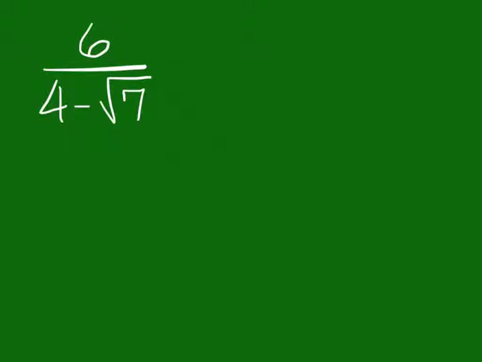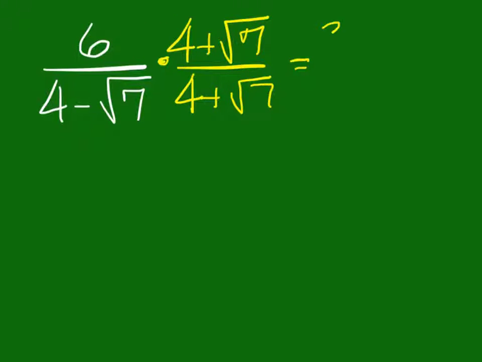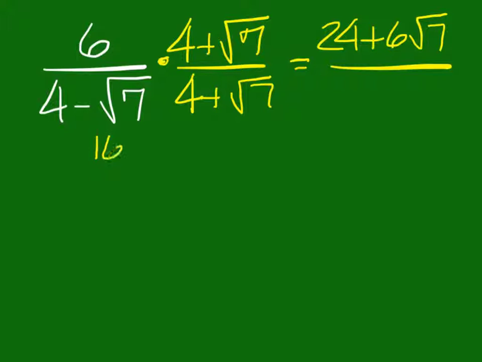On the practice problem, you're going to have to multiply the top and the bottom by 4 plus the square root of 7. And when you do that, on the top you end up with 24 plus 6 square root of 7. And on the bottom, you end up with 16 minus 7, which is 9.